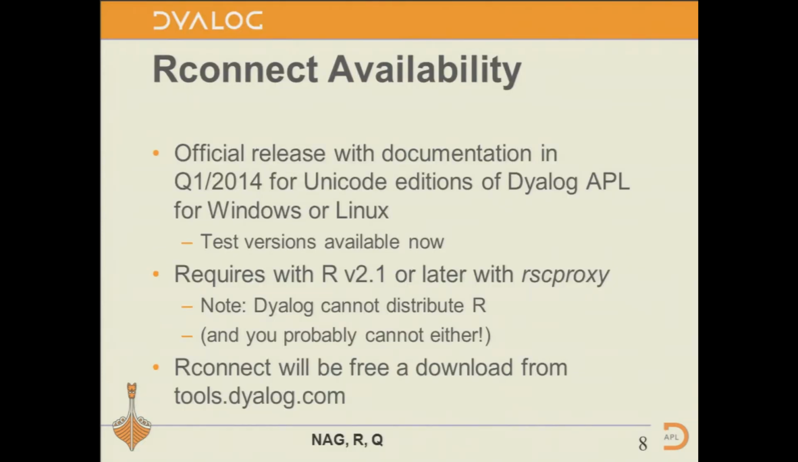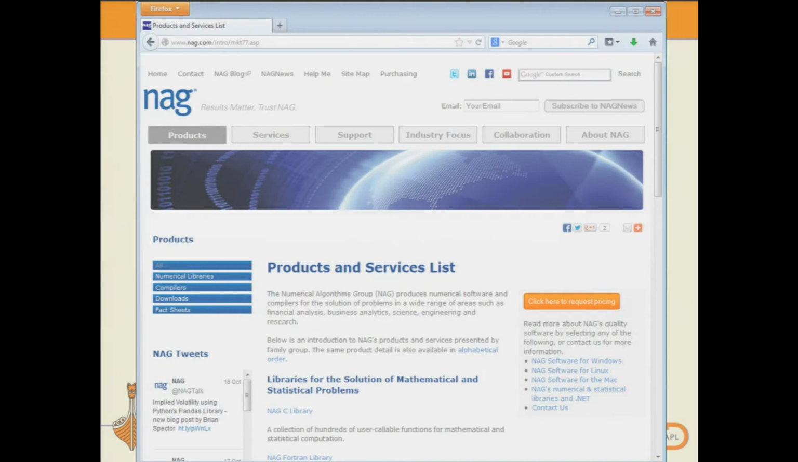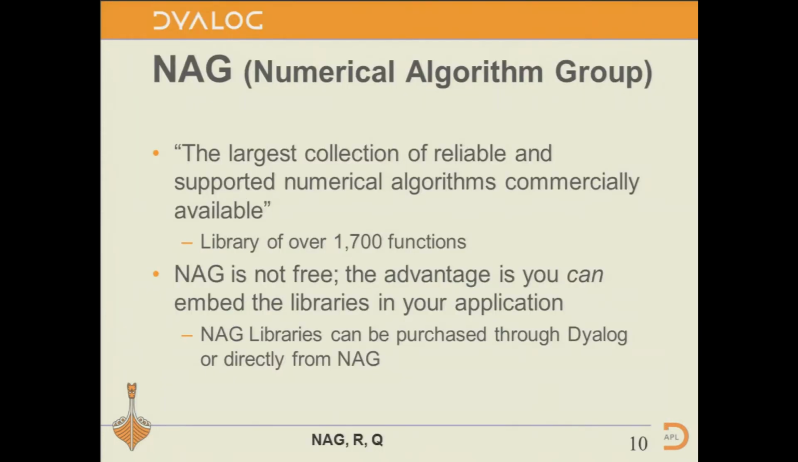But note that we cannot distribute R, and neither can you. You'll have to get it from somewhere else. Which brings us to the next tool that we're interfacing to, NAG, Numerical Algorithms Group, an organization I think based in Oxford, still their headquarters. A bunch of mathematicians who got together and decided to build very high quality numerical algorithms. They now have over 1,700 functions. And on their webpage they claim that it's the largest collection of reliable and supported numerical algorithms commercially available.